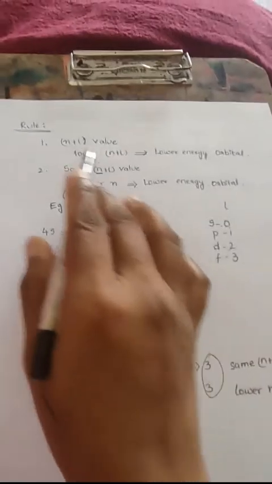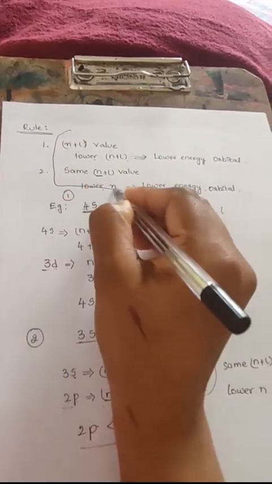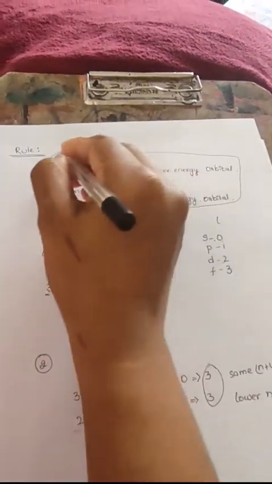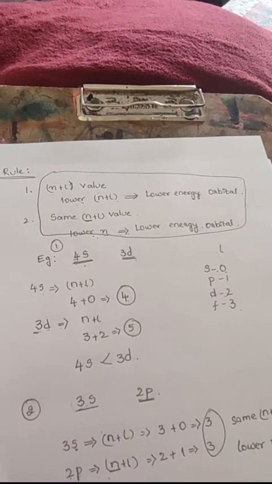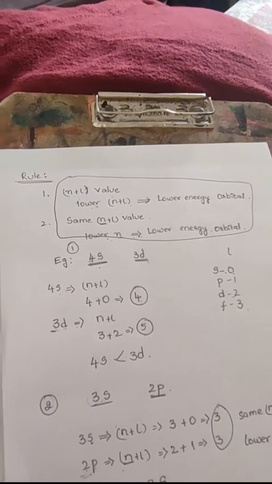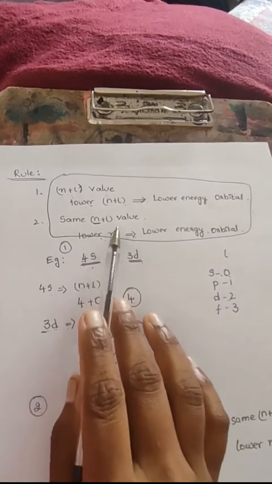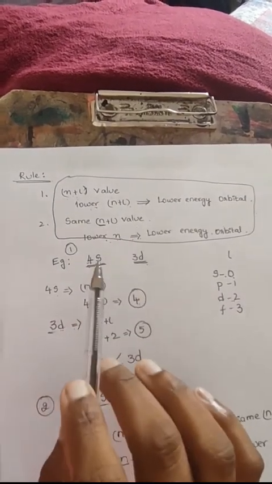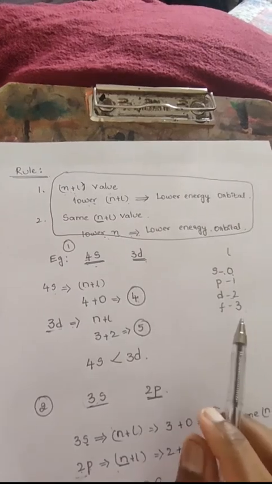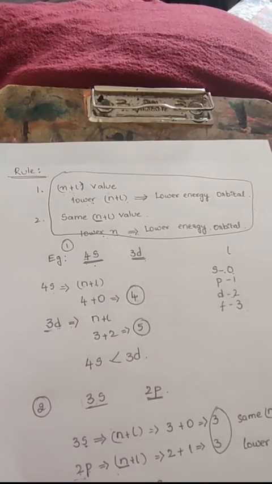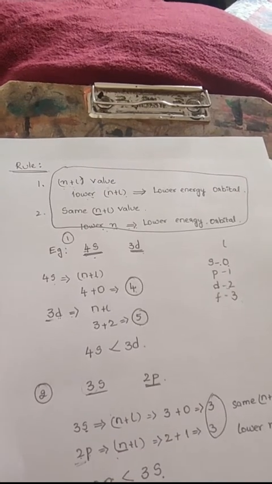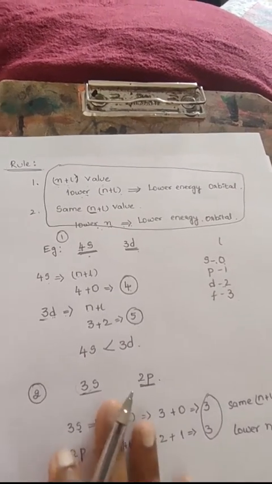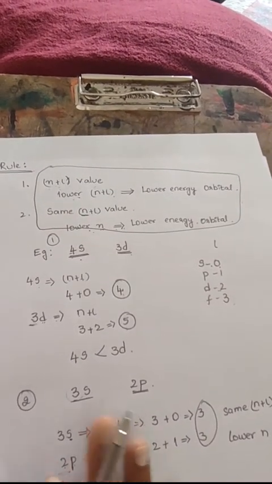So by using this rule, we can determine which orbital has lower energy and higher energy. It is important to note that this rule is applicable only for multi-electron systems. For the hydrogen atom, it is 1s is less than 2s equal to 2p, which is less than 3s equal to 3p equal to 3d, which is less than 4s 4p 4d 4f orbitals.